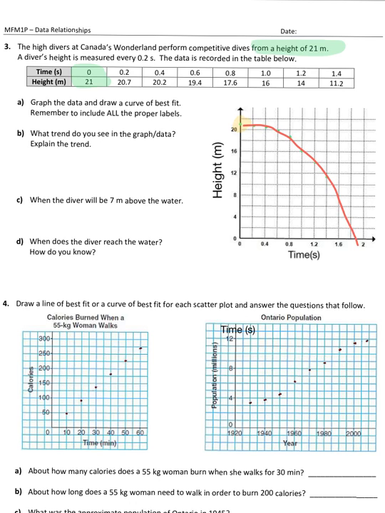Part B, what trend do you see in the graph data? So here we see that the trend is that the graph is decreasing at an increasing rate, or maybe at a faster rate, because we see that the dots are getting further and further apart as he goes down.